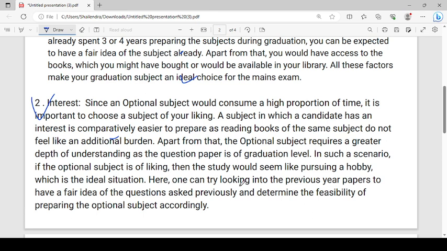Here, one can try looking into the previous year papers to have a fair idea of the questions asked previously and determine the feasibility of preparing the optional subject accordingly.